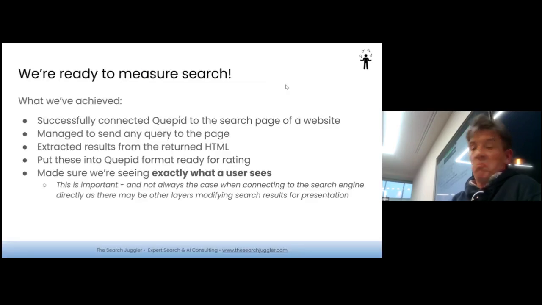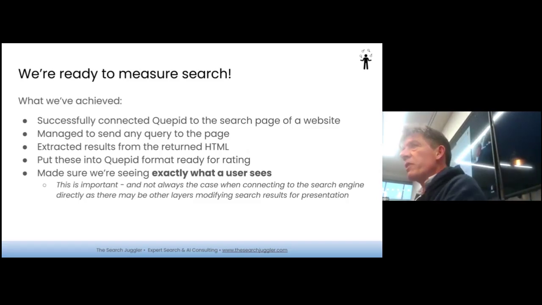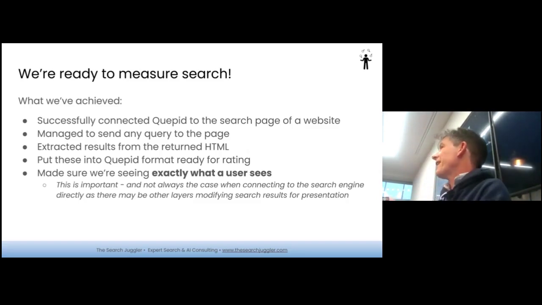So, very quick and dirty. Connected Cupid to the search page of the website, picked the website randomly, managed to send some queries to the page, got back the HTML, put them into Cupid format. Now, there's an interesting thing here, which actually makes it better in some cases doing this than talking directly to Solr or OpenSearch, whatever the search engine is, because we are seeing exactly what the user sees.